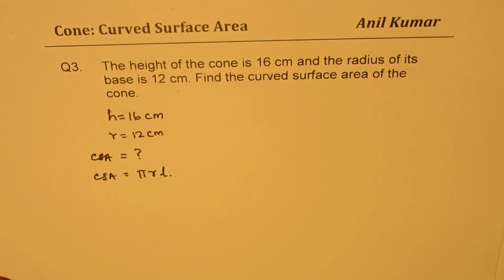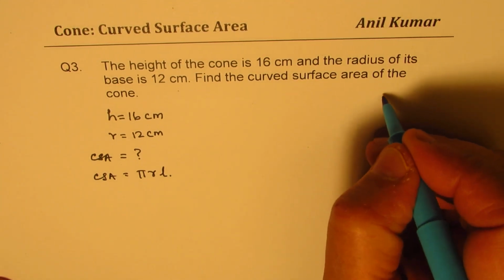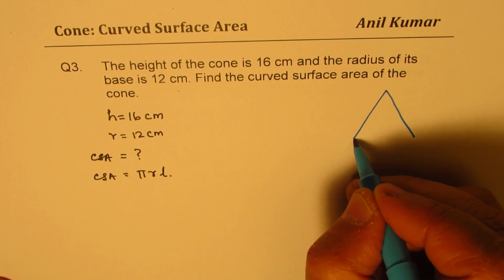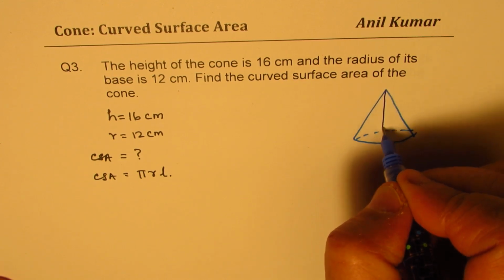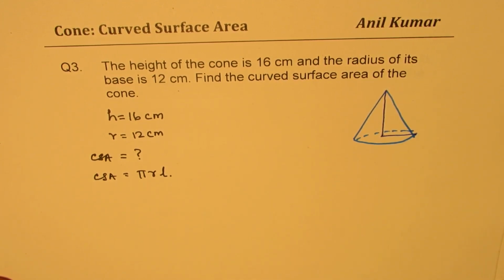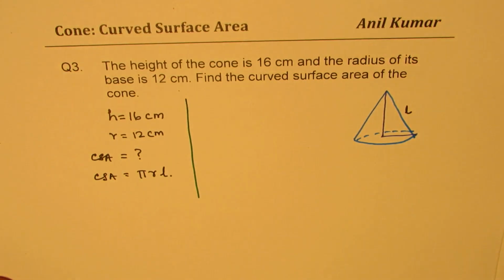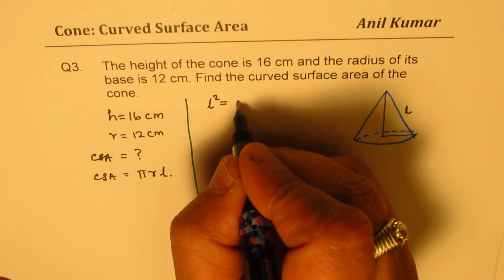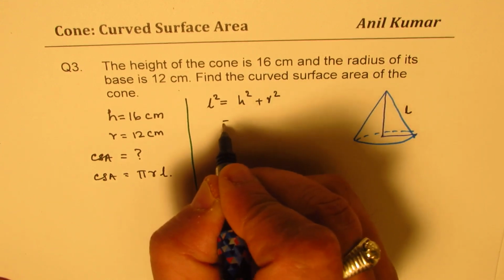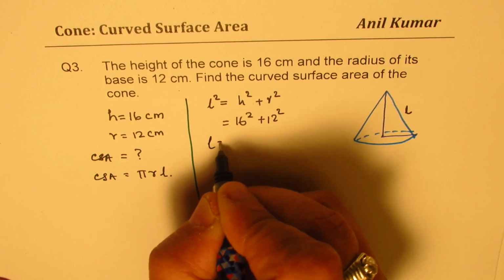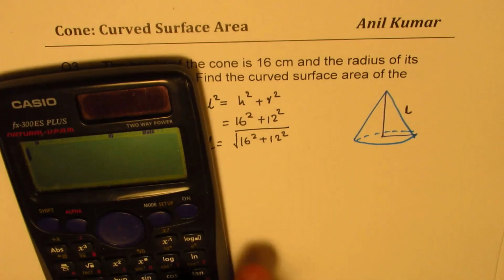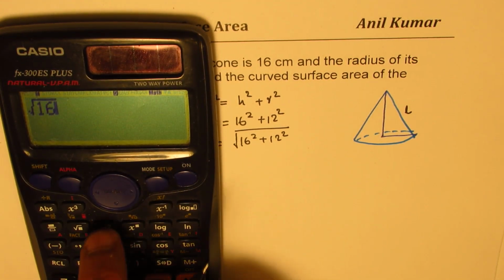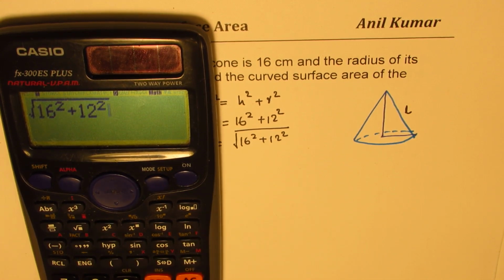How do you find L now? Well, to find L, we need to work on the Pythagorean theorem, right? So we know this is our cone, and in this cone we are given the height and the radius, but we need to find L. So L square equals height square plus radius square, which is 16 square plus 12 square. So L is equal to the square root of 16 square plus 12 square, correct? Use your calculator to find the answer. The square root of 16 square plus 12 square is equal to 20.